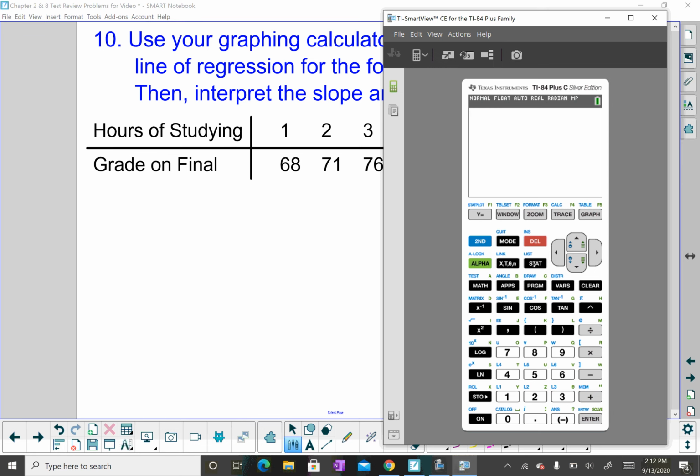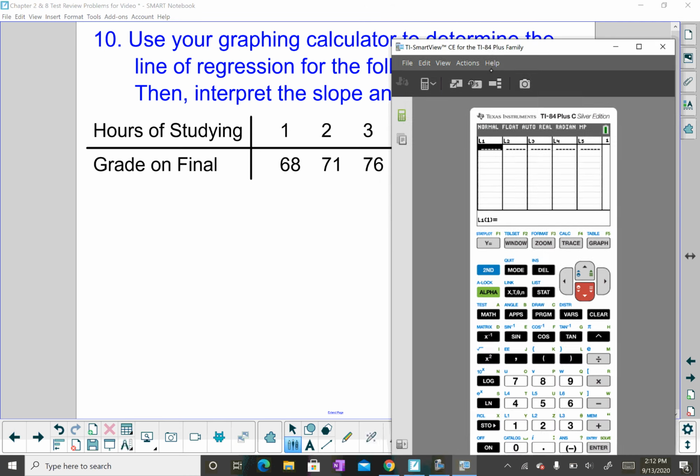To do that, we're going to hit Stat, Edit, and if you have data in there already, you're going to go up, hit Clear, and go back down. Up, clear, go back down. Assume that the first set of data you're given is your X's. Those are going to go to L1. So here that would be hours of studying. And then our second set of data is going to be our L2, our Y's, our dependent variable.